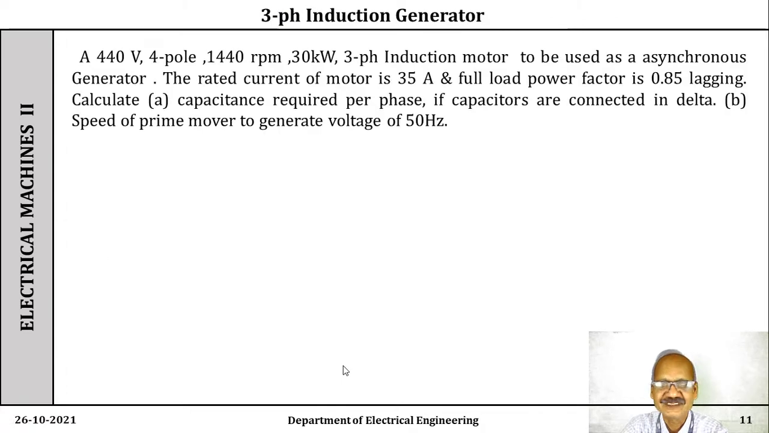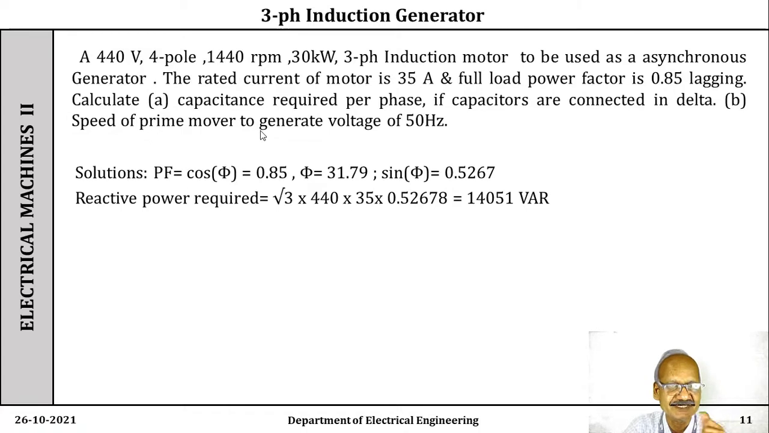Okay. Now let us have one numerical based on this so that we will get more idea about this. Say a 440 volt, 4 pole, 1440 RPM, 30 kilowatt 3-phase induction motor is to be run as an asynchronous generator, that is an induction generator. The rated current drawn by the motor is 35 ampere and full load power factor is 0.85 lagging. Calculate the capacitance required per phase if the capacitors are connected in delta. And second is the speed of the prime mover to generate voltage of 50 hertz. Okay. Now have a solution.